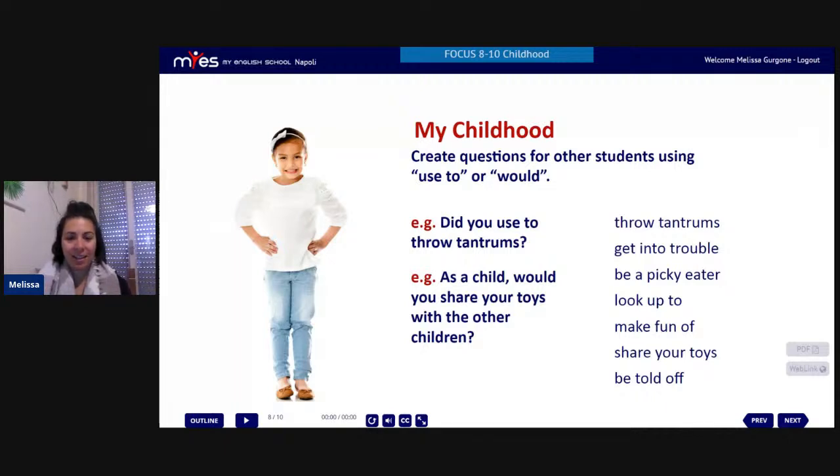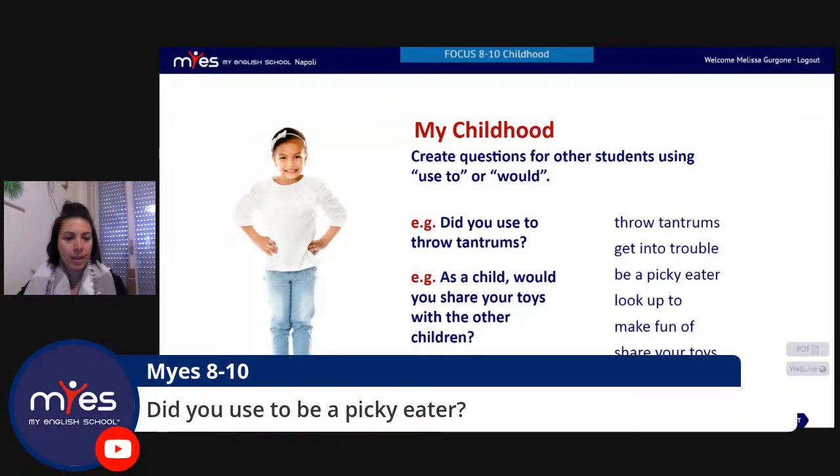So be is a stative verb. So we cannot use would with this one. So the question is, did you used to be a picky eater? Be is a stative verb, so no would.